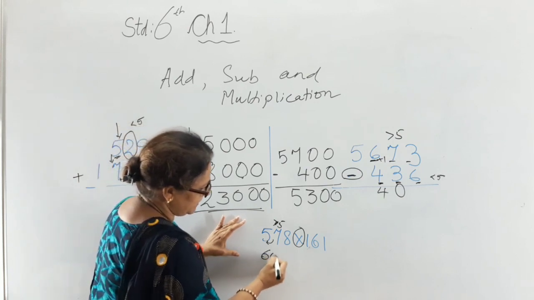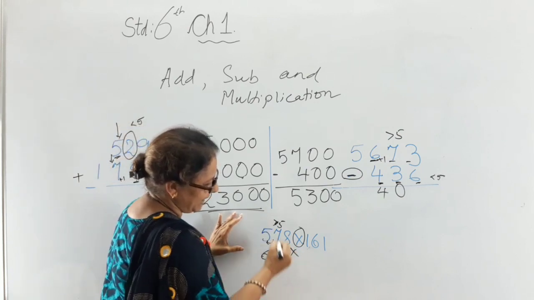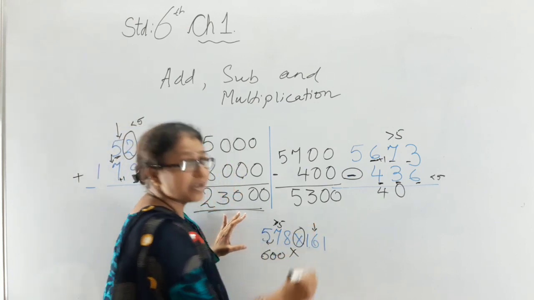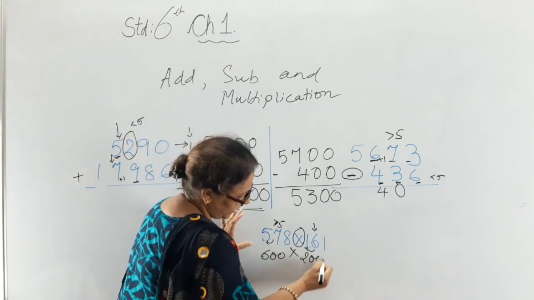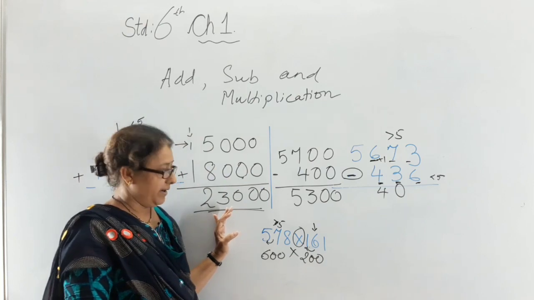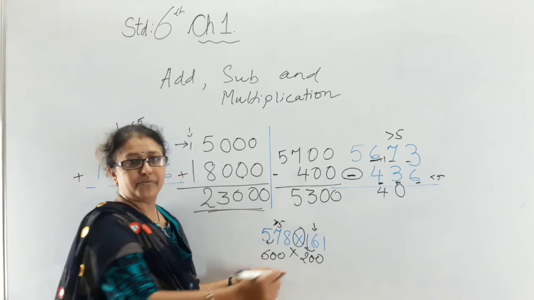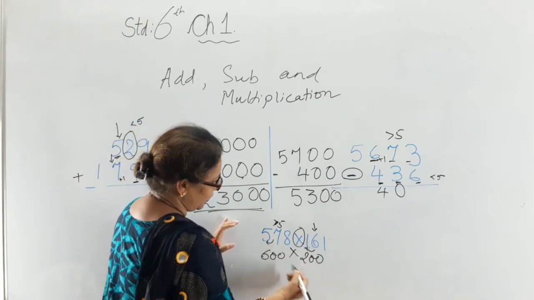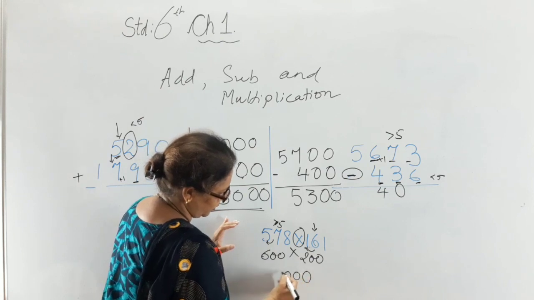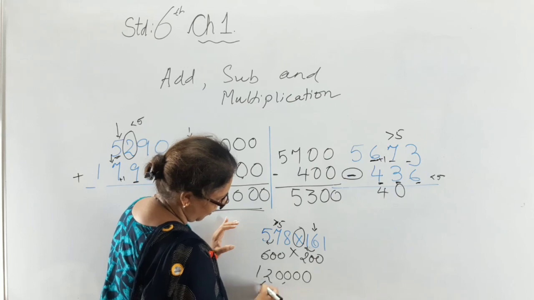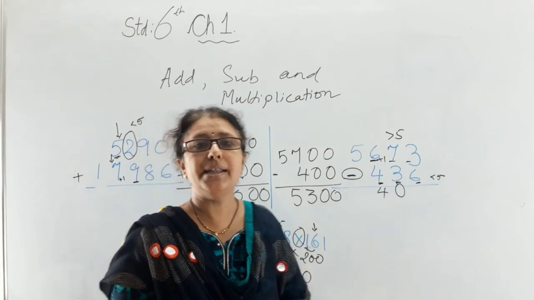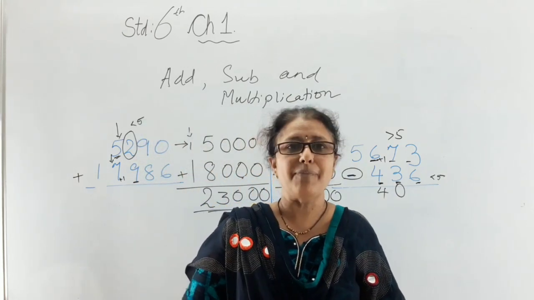So this will become 600 multiplied by again the second digit. 6 is more than 5. So 1 will become 2. That is 200. I have to multiply 600 with 200. I will count all the 0s. 1, 2, 3, 4. 6 2s are 12. And I will put down the comma as per the Indian system. So students, I am very sure this concept is clear to you.